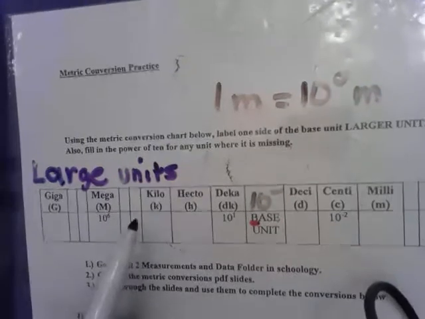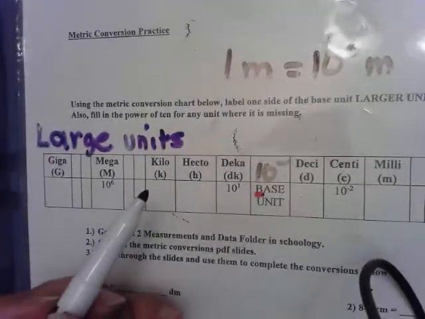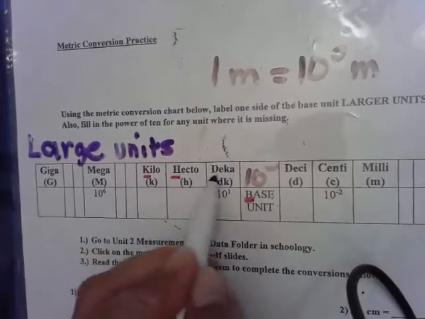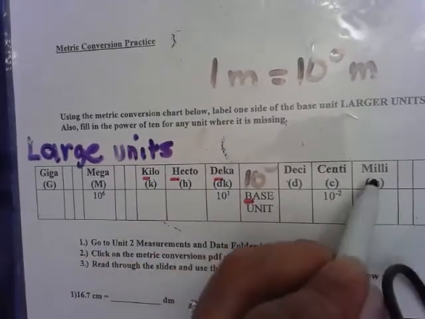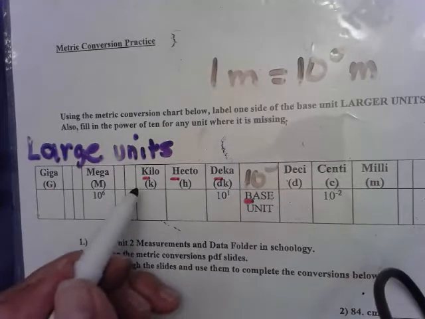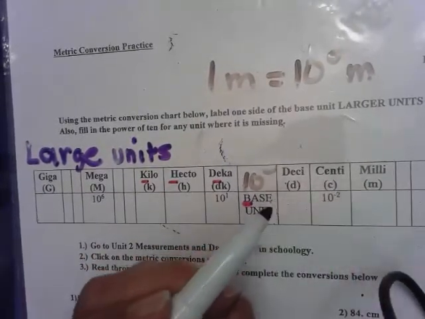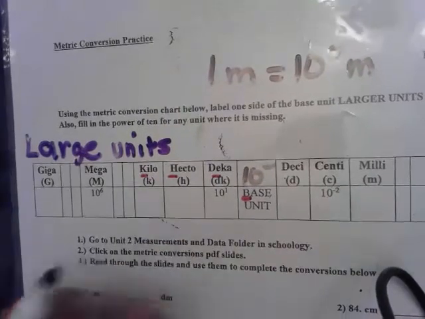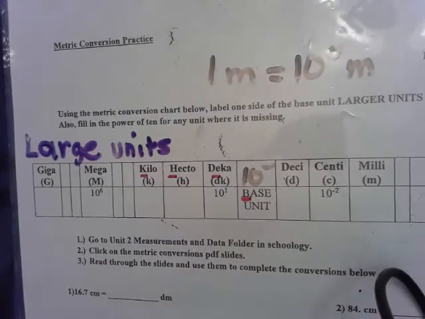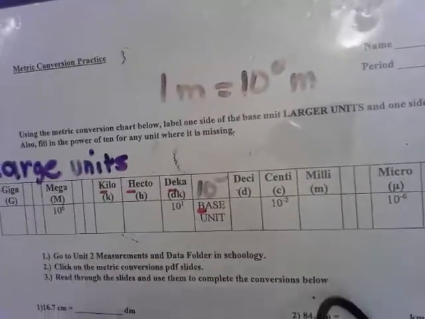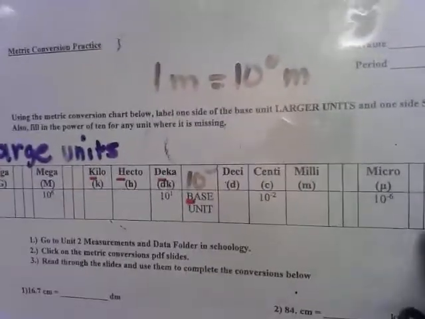You might remember the phrase you learned in elementary school, I don't know if your previous teachers told you this: K, H, D, B, D, C, M. They would say King Henry died by drinking chocolate milk. I know my teacher did back in the day. But we're going to use many more units, from really large to really small.